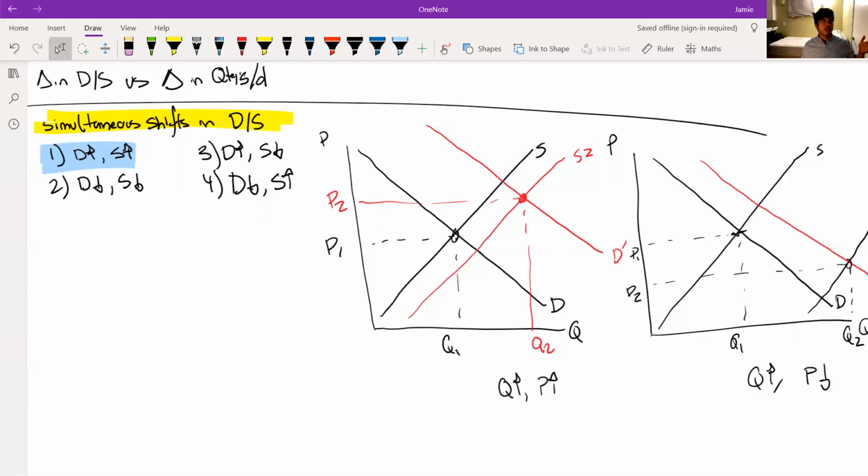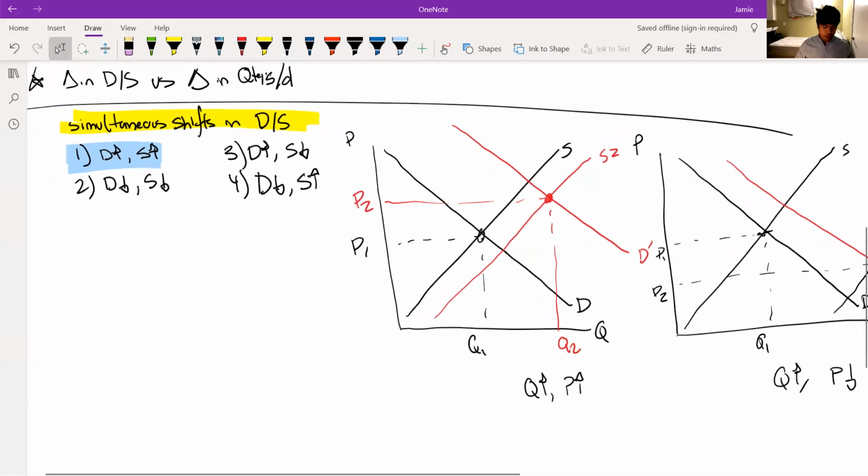Sometimes even I get confused. Quantity decreases and price is indeterminate, depends on the magnitude. 3 and 4 will have the inverse results. So quantity will be ambiguous, but prices will be more determined. So yeah, be wary of that.